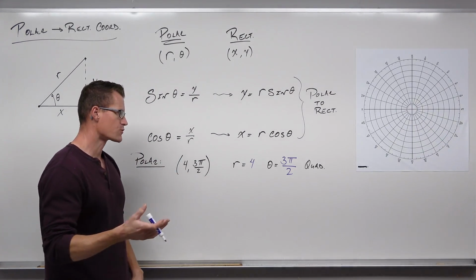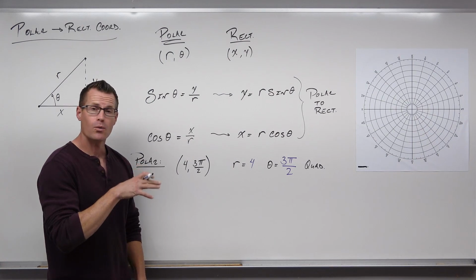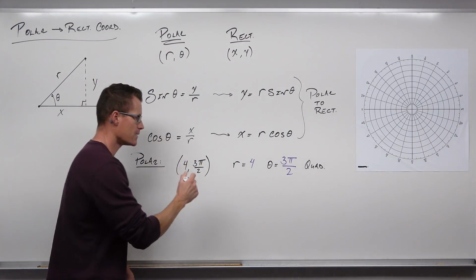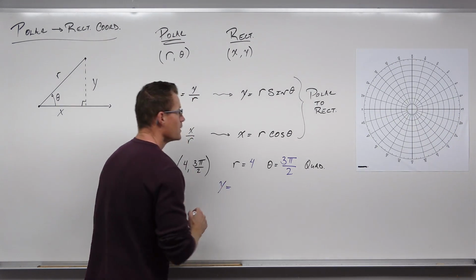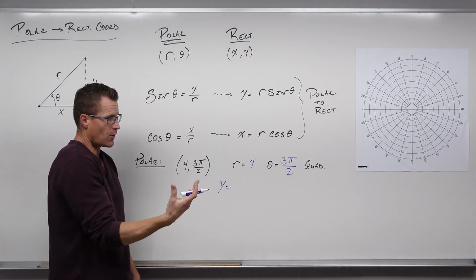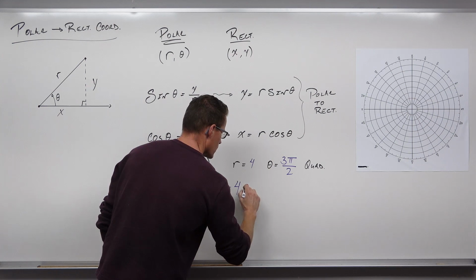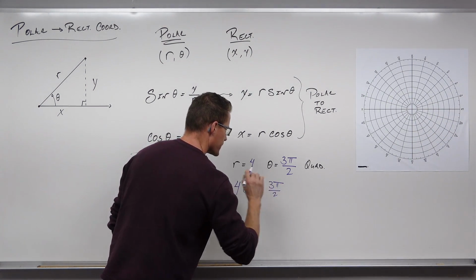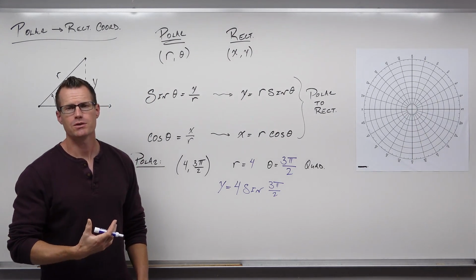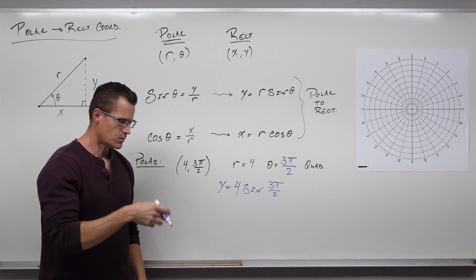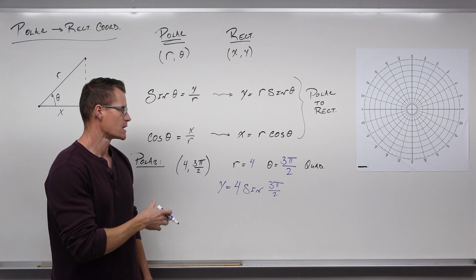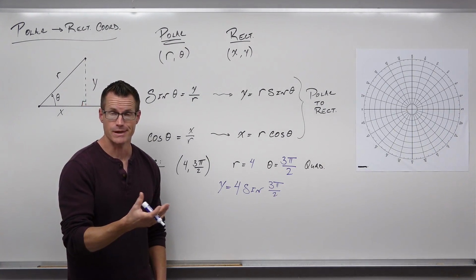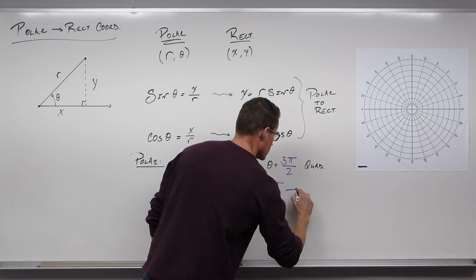So now that we've got our r is 4, our theta is 3 pi over 2, all we really have to do is find x and y. It doesn't really matter which order you do it in, so I'm going to start with y. Y equals r sine theta. So if our r is 4 and our theta is 3 pi over 2, we're just going to look at a unit circle, or your calculator, whatever you really need to do this. Sine of 3 pi over 2 is negative 1. So 4 times negative 1 is negative 4.